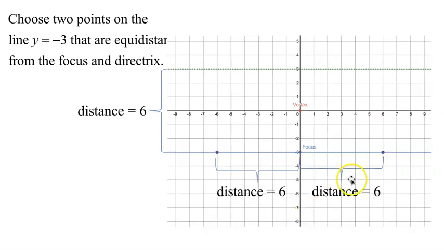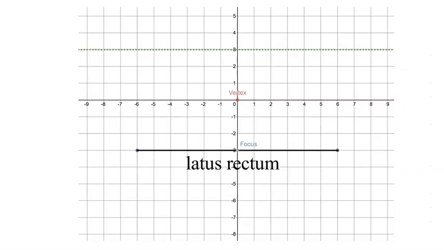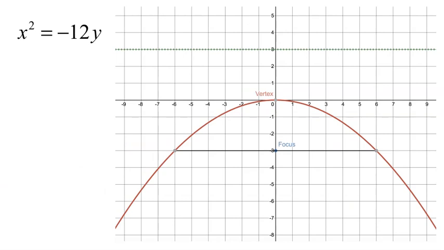I put on the dots at 6, negative 3, negative 6, negative 3. And then I connect the line segment between those 2 dots, and that line segment gives me the latus rectum. And now I can construct my graph from the vertex through those 2 points. And that is the graph of the equation x squared equals negative 12y.